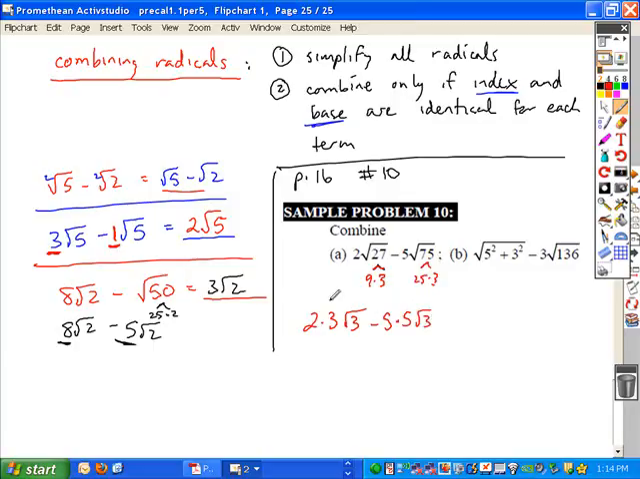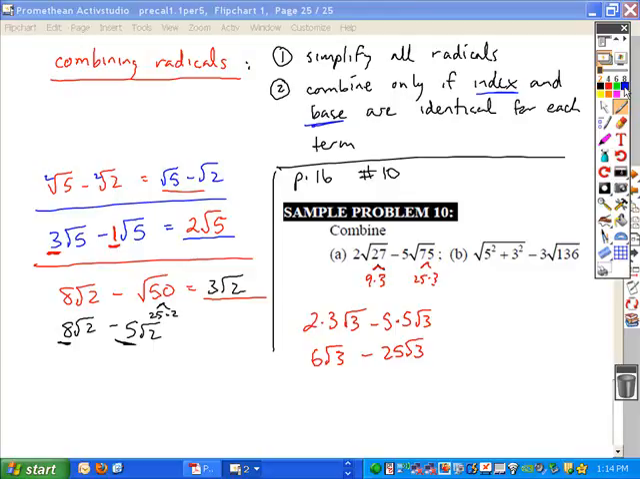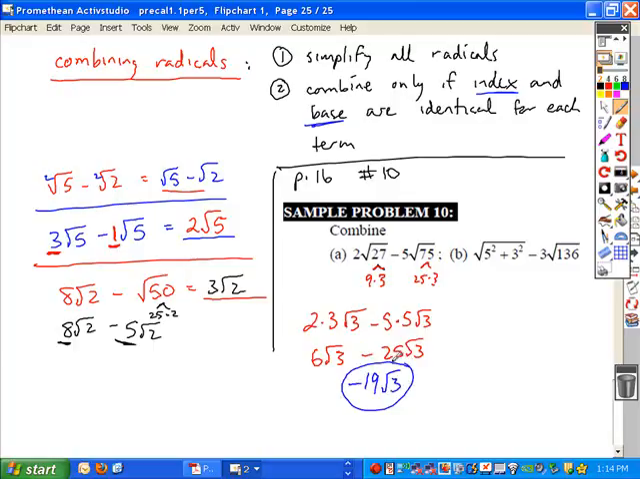And so now if you simplify, 2 times 3 is 6 root 3. 5 times 5, 25 root 3. Can you now combine these two terms? Index of 2, a base of 3, so yes, they have the same. So they're like terms. You can combine: 6 minus 25 gives negative 19 root 3 as your solution. Okay, do the same thing in B.